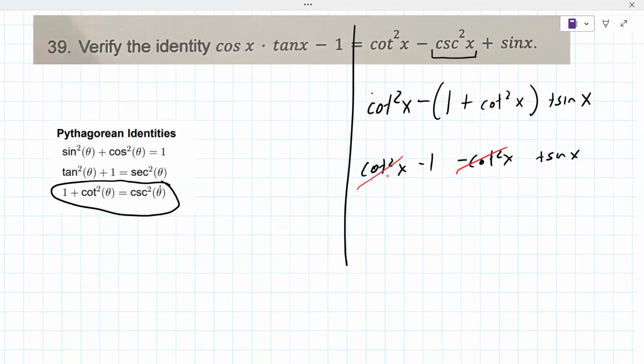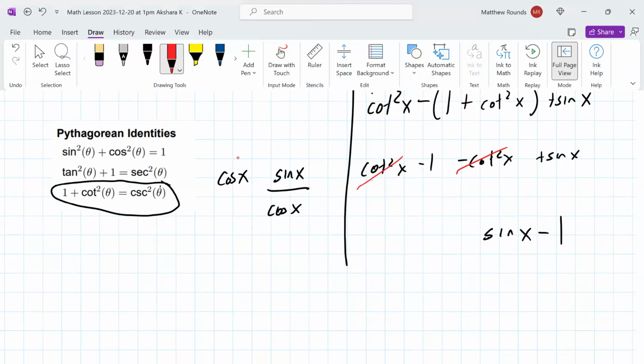And these cancel. So we've got the minus 1, but we don't have that. So that's an example where sometimes you have to work on both sides. One strategy is to convert everything to sine and cosine. So the tangent becomes sine x over cosine x. So then it becomes sine minus 1. Yes, and that's what we want.